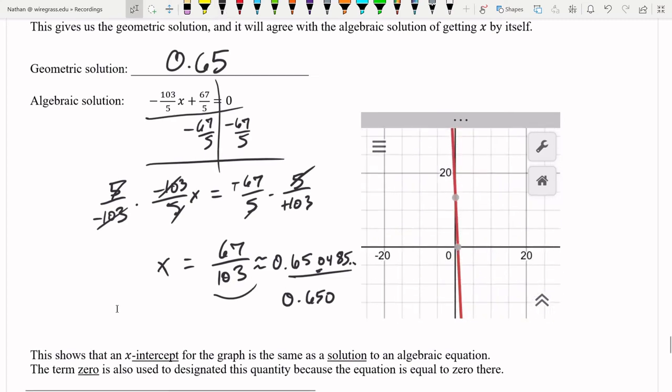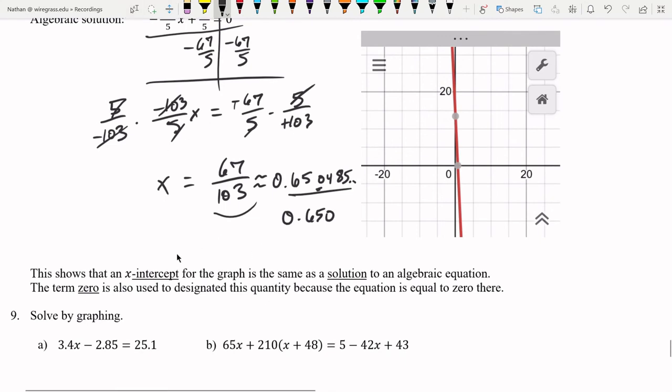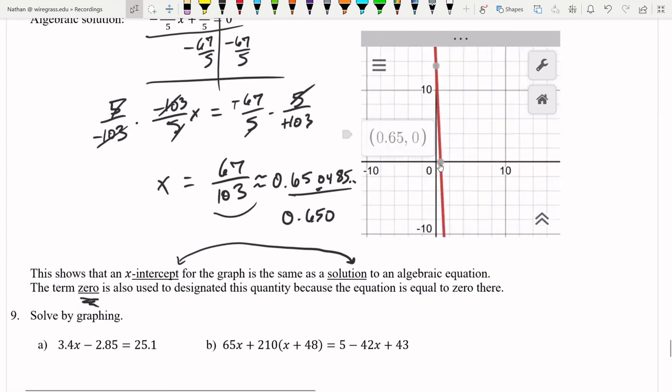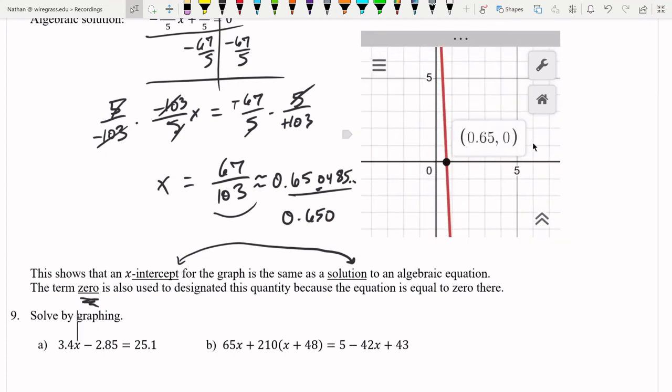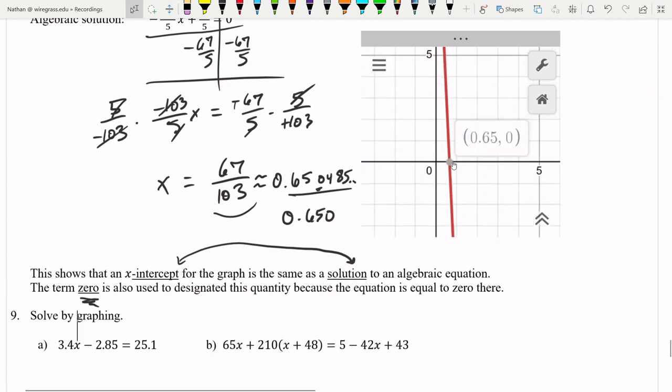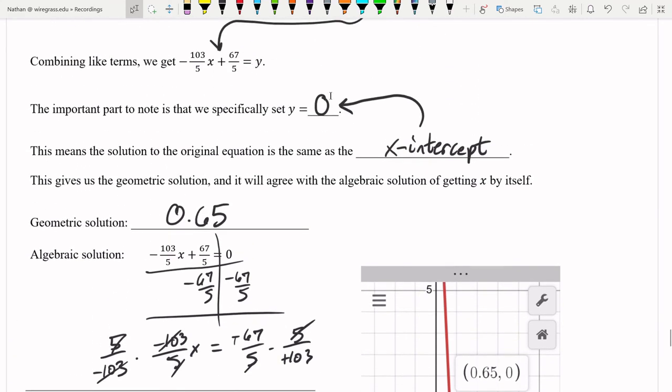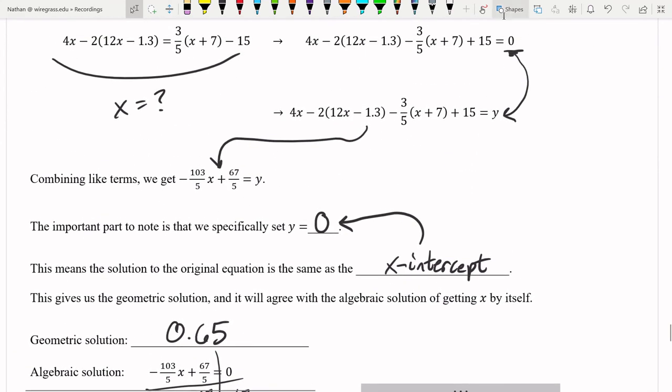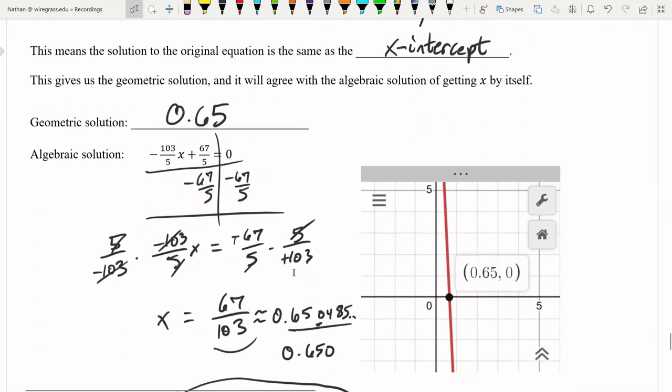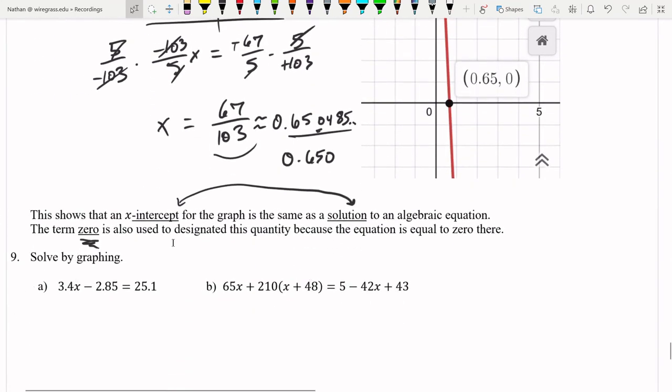What this does show you is that the x-intercept for the graph is the same as the solution to the algebraic equation. That's the connection between algebra and geometry. The term zero is also used to designate this quantity because the equation is 0 there. The y value is 0. So this is what's called a zero of this equation. It's the x-intercept. It's also a zero of the algebraic equation. That's what we found when we solved by plugging in y equal to 0. So that's the reason why zero is also used to describe this situation.